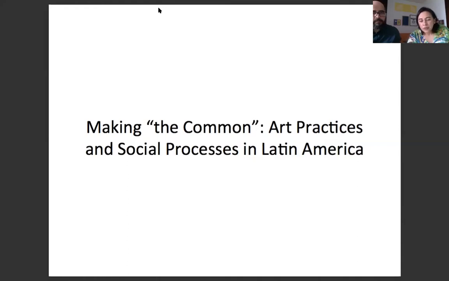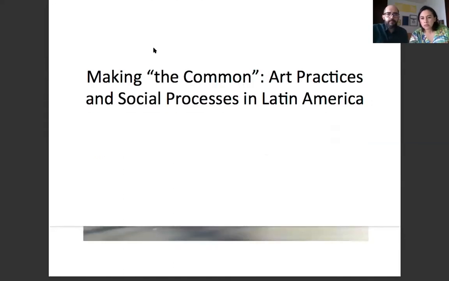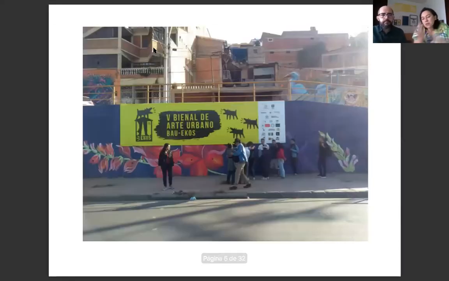For example, I'm going to put an image as an example, from Cochabamba, from the Bienal de Arte Urbano. In Cochabamba, it's a very important event of contemporary art, but it comes from graffiti practices. So in this kind of event, like I was saying some minutes ago, there are a lot of different agents that are not necessarily professional contemporary artists.